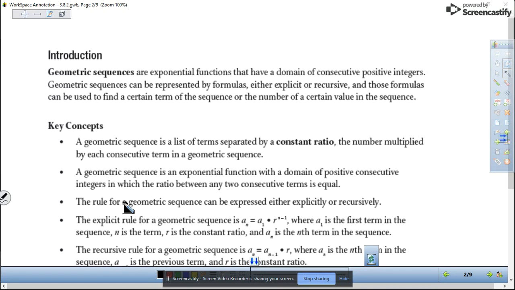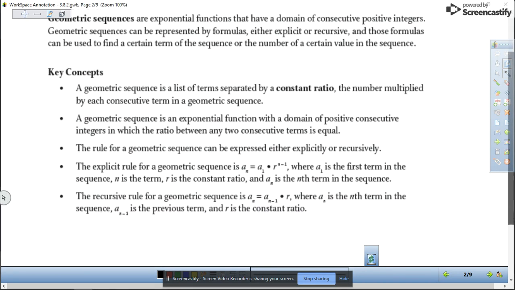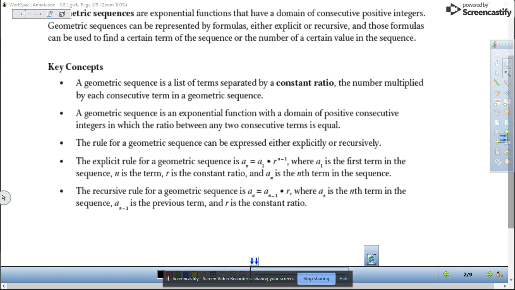You can't connect them. So, geometric sequences can be represented by formulas, explicit or recursive. We showed those in the last videos. And those formulas can be used to find certain terms or the number of certain values in a sequence. So here are some key concepts. Inside of these key concepts, and worth looking at, are these two right here at the bottom.